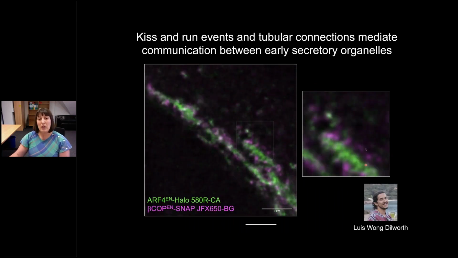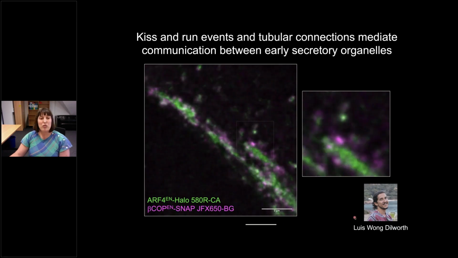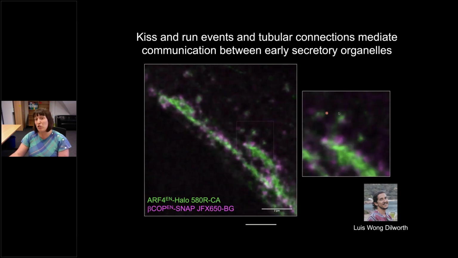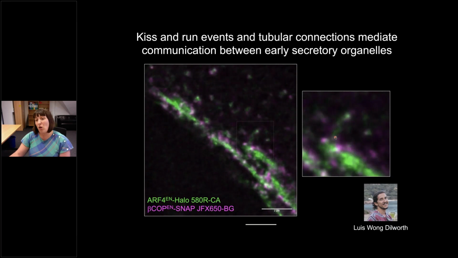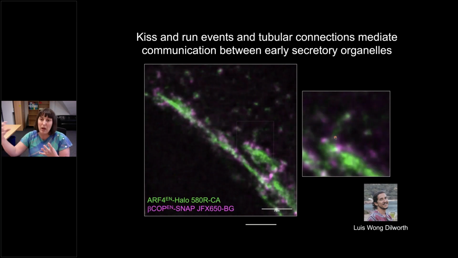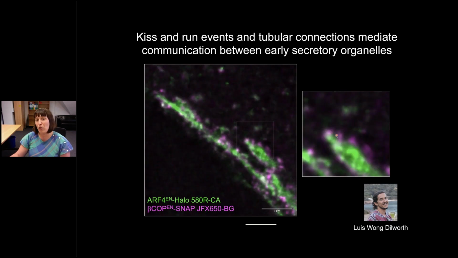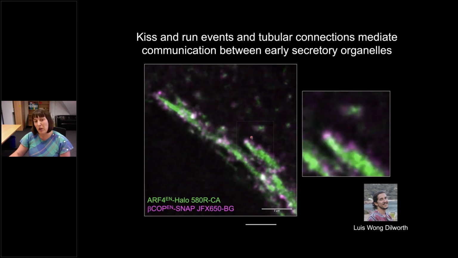Another example is from another PhD student in the lab, Louise. Louise is studying how early secretory organelles exchange material. Here she sees these structures, which are labeled by a small GTPase called R4, and you can see that they are making transient contact with the other membrane. So we think that's how cargo transport is happening, by these transient tubular connections formed between the membranes. This is the 2-micron scale bar, so this is probably only a few hundred nanometers.